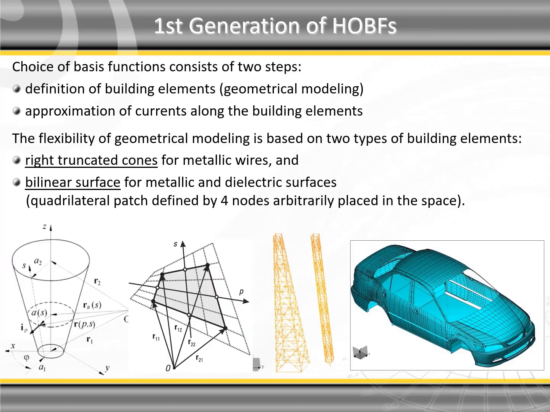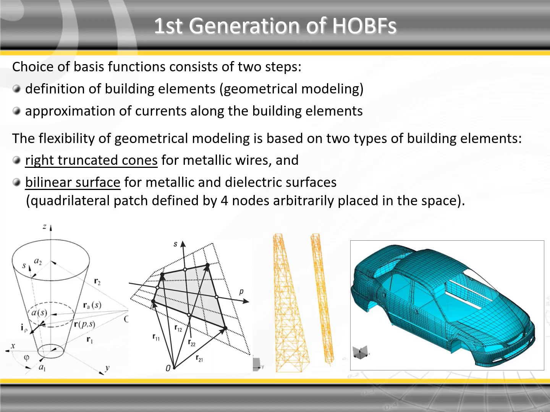Choice of basis functions consists of two steps: definition of building elements used to model the geometry of the structure, and approximation of currents along the building elements. For flexibility of geometrical modeling, we based it on two types of building elements: right truncated cones for metallic wires and bilinear surfaces for metallic and dielectric boundaries, as shown in the two pictures on the left.